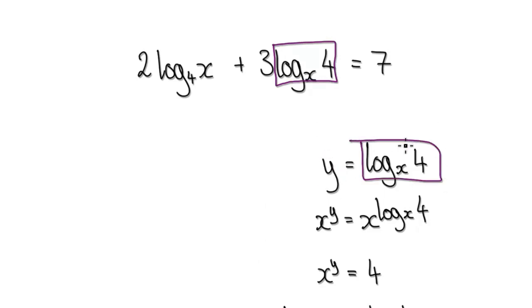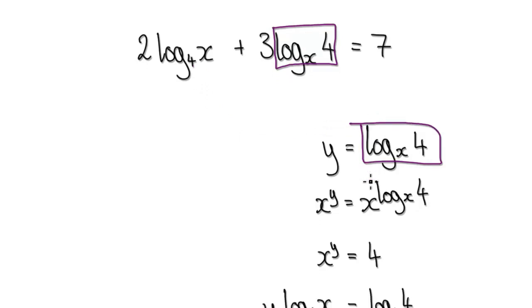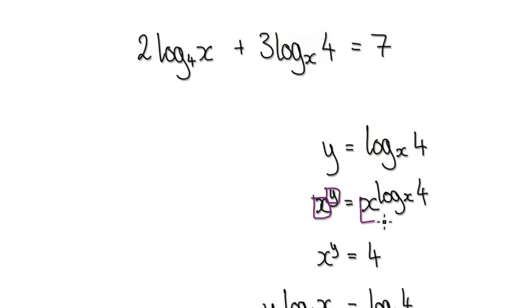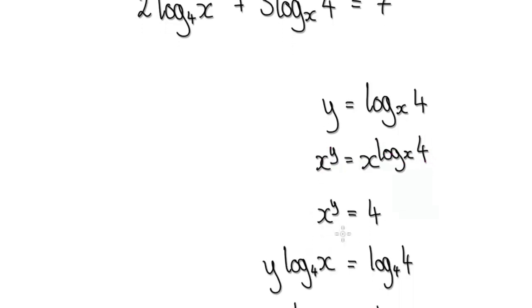Our aim is to convert this block into base 4. At the moment it's base x. So to change the base, exponentiate both sides with base x. That will be x to the power y, and then x to the power of this thing here. In a way, these two cancel each other out, giving you this. So now we can log base 4.